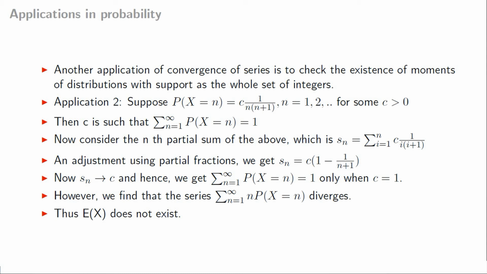However, we find that the series summation n from 1 to infinity n multiplied by probability x equal to n diverges, because in that case we get the series summation 1 by n plus 1 which is a divergent series, and hence expected value of x does not exist.